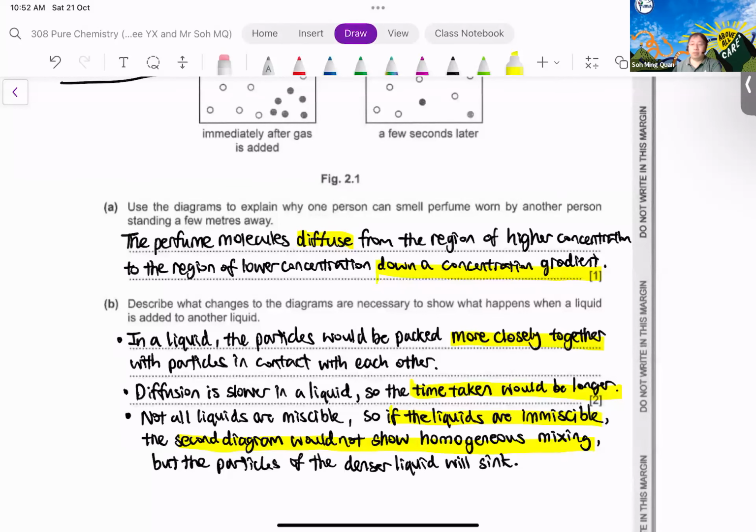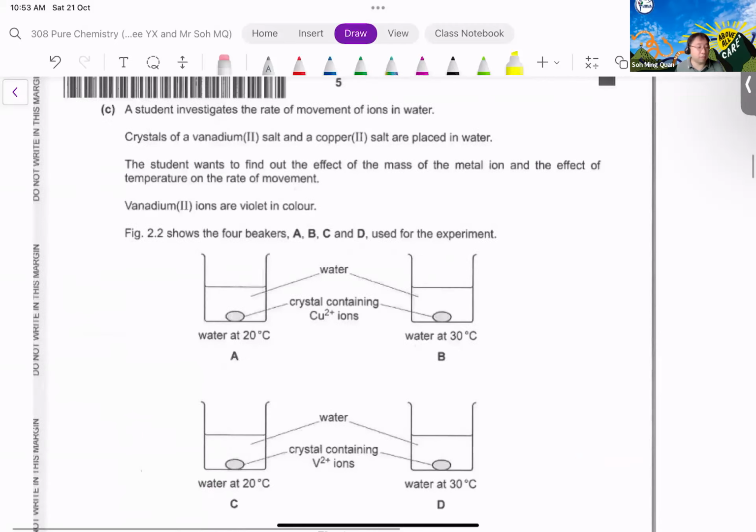All right. So that's part B of 2022. So far it's about KPT and diffusion. You must identify the topic and the concept, diffusion, properly. And moving on, part C.